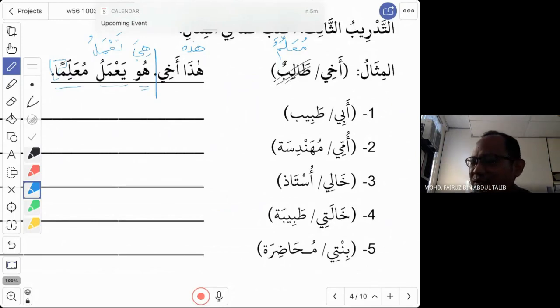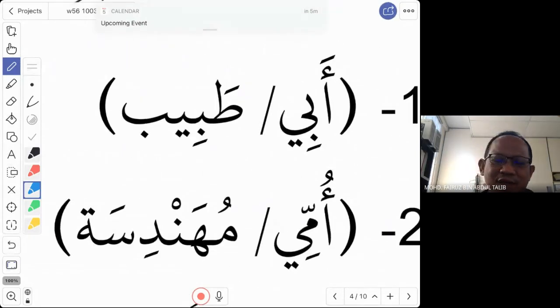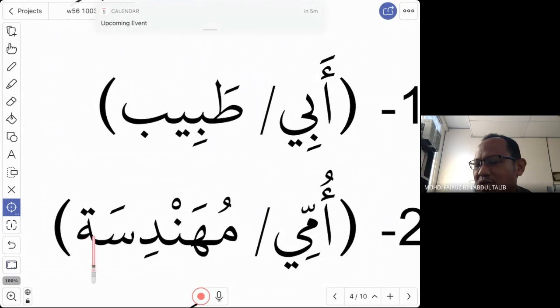I give you the meaning of each of these words. Abi, my father. Tabib. Anybody knows what is tabib? Doctor. Yes, tabib is a doctor, a medical doctor. Number 2, ummi muhandisatun. Ummi, my mother. Muhandisa. Of course, ta is an additional letter, so the word in the dictionary is only muhandis, and muhandis means engineer. So now you want to say she works as an engineer. What is your sentence? Just follow the examples.